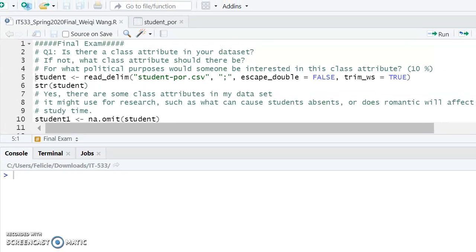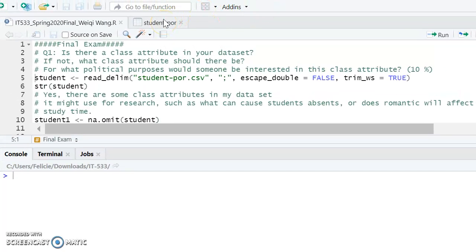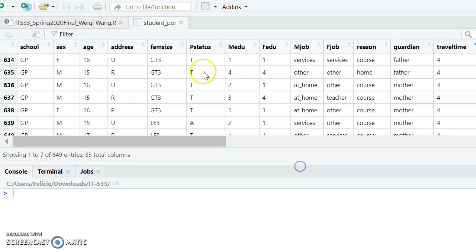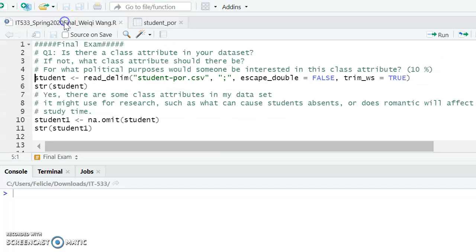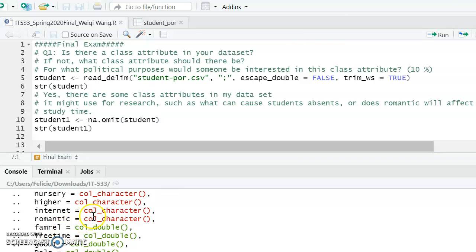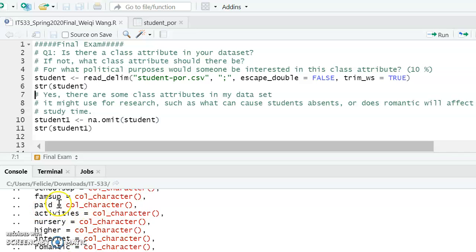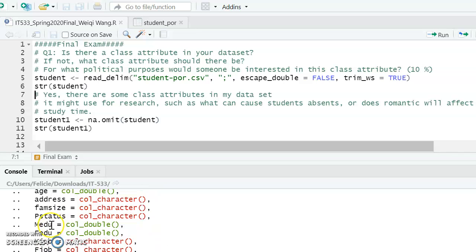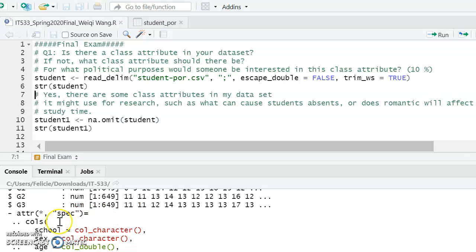First of all, my code was assigned by the Blackboard. It's student performance, so this is my code. You can see here. Then the first question: is there any class attributes in my dataset? Yes, there is. After I run the student structure, we can see there are character attributes, so they are class attributes. There are activities, job, address, school and sex. So there are class attributes in my dataset.